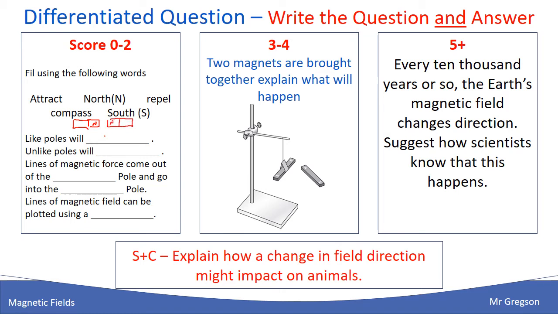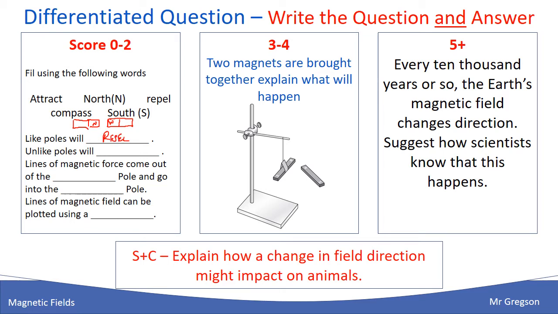Because if you have north and north, they face each other. Yep. What if I have south and south? It's the same problem. Yeah. Okay, so they actually repel. So like poles will repel. Good explanation, Will, thank you.